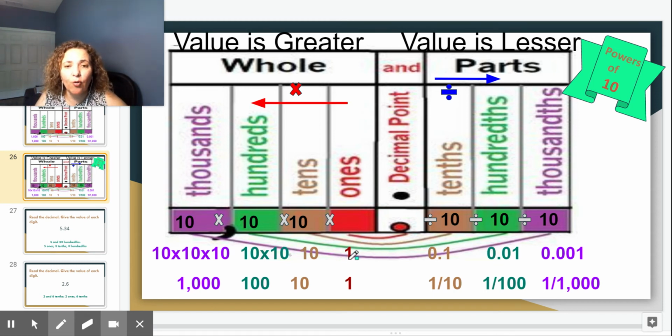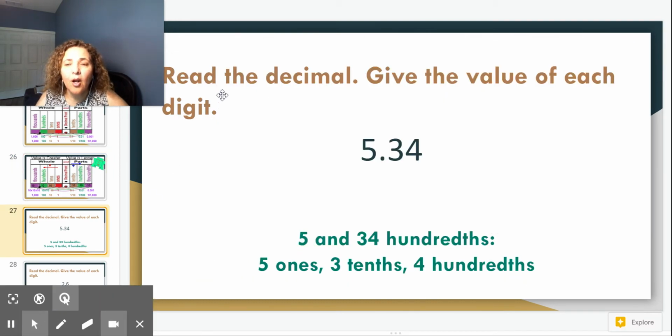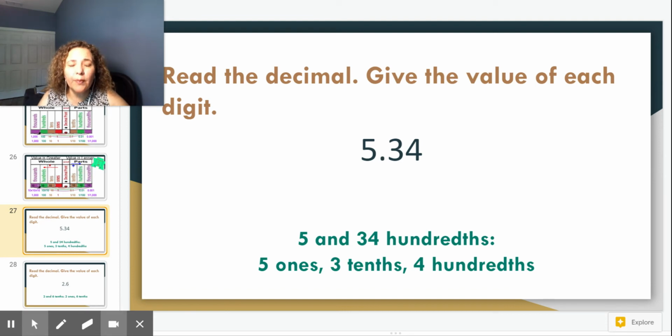Okay, so hopefully you recognize the powers of 10. And I'm sure there's more connections, so we will talk about it in class if you noticed anything else. Okay, so we're going to read the decimal and give the value of each digit.